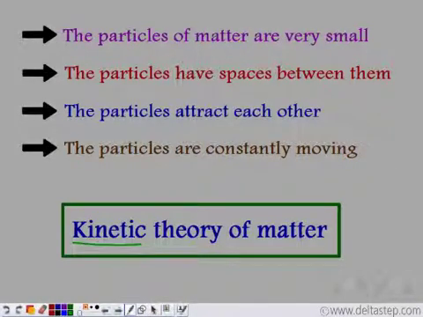Kinetic means moving. That is why this theory is known as kinetic theory, because the particles are always in a state of constant motion. So this theory gets its name as kinetic theory of matter. And these are the 4 postulates of kinetic theory of matter. They hold true for all the forms of matter, be it solid, liquid, or gas.